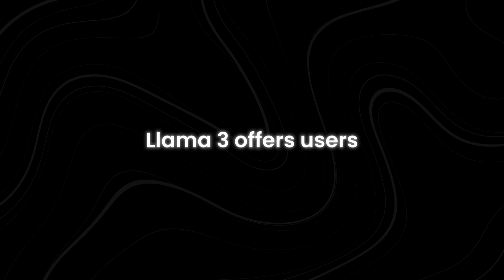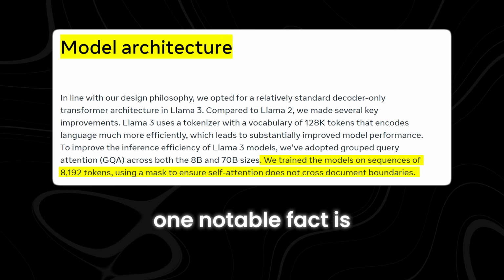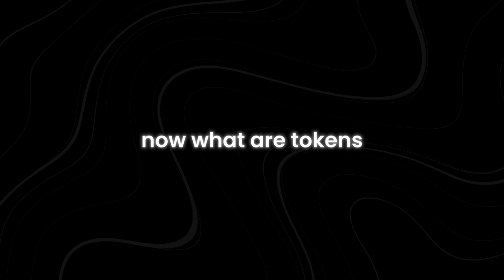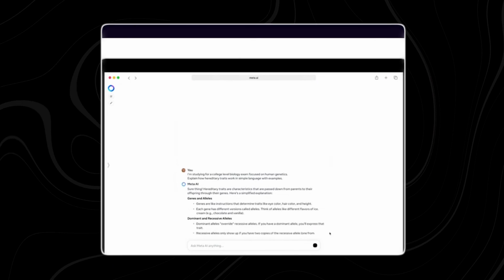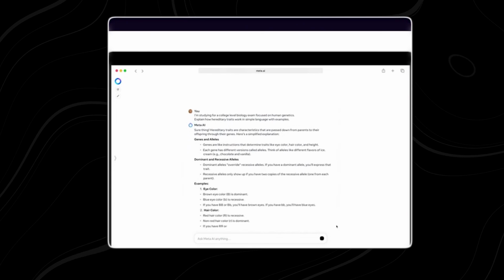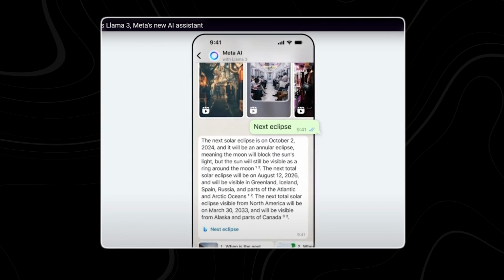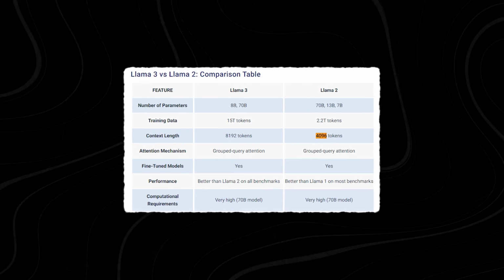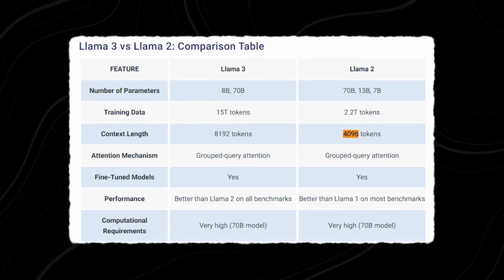Number three, large token. Llama 3 offers users a significant improvement in input handling compared to its predecessors. One notable fact is its support for a context length of 8,000 tokens. Now, what are tokens? Think of them as words or parts of words that the model processes. So with 8,000 tokens, users can send longer prompts, messages, or questions to the model. This means they can provide more information and context for the model to work with. To put it in perspective, the previous version of Llama supported only 4,096 tokens, which is way less than the 8,000 tokens Llama 3 offers.